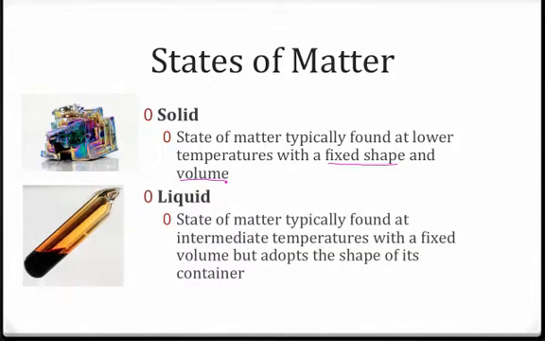The next state in line is going to be the state being liquid. This is a state of matter typically found at intermediate temperatures, still has a fixed volume like solids do, but in this scenario adopts the shape of its container, so it does not have a fixed shape. For all of us who have been around liquids all our lives, this is something we're very familiar with.